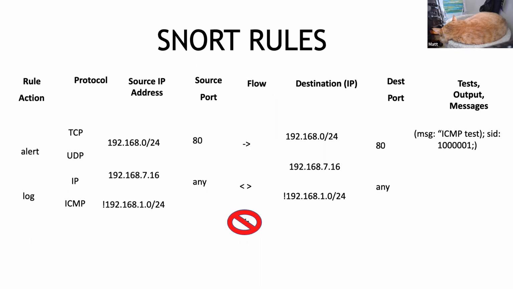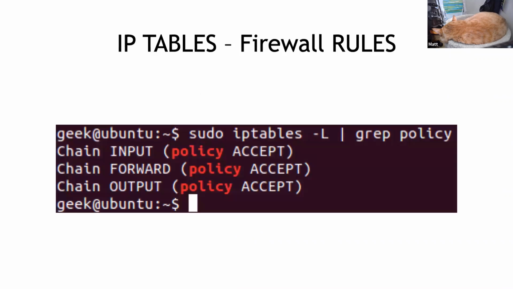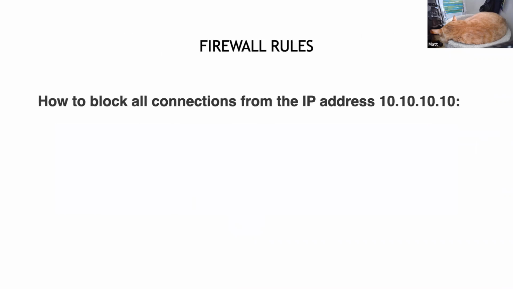Okay, all right. Moving over to firewalls and iptables. What do we do if I want to write a firewall rule to block all connections from the IP address 10.10.10.10? What do I write? I'll start this one: sudo iptables. What do I put next?